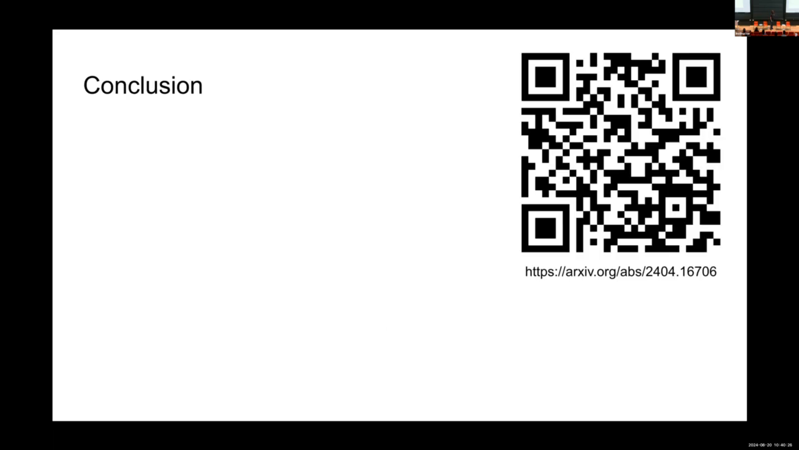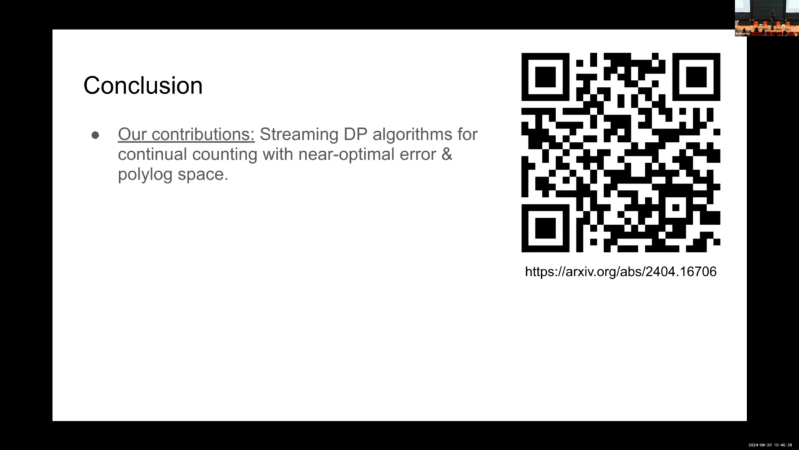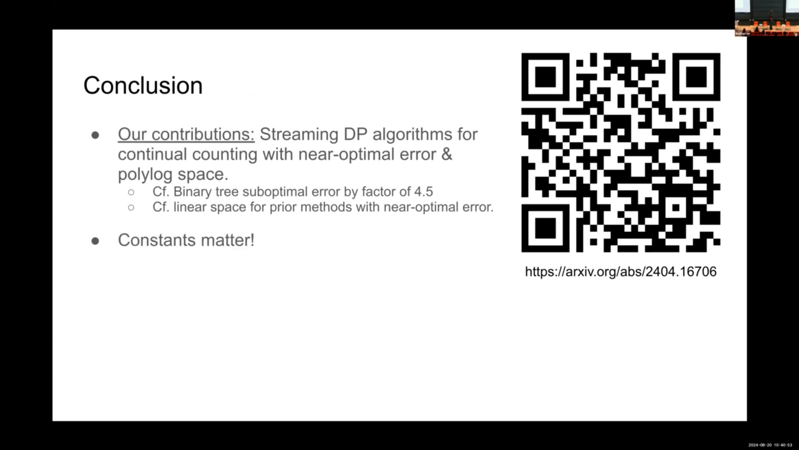So let me wrap up. Again, our contribution is to come up with a streaming DP algorithm that simultaneously is getting close to the optimal error and only has polylogarithmic space. So binary tree would have suboptimal error, but the right space, and prior methods that give you the right error would have linear space. And I know I'm going to lose my theorist card for saying this, but constants do matter. And in particular, this is quite relevant in the ML applications. We are using this stuff at Google.